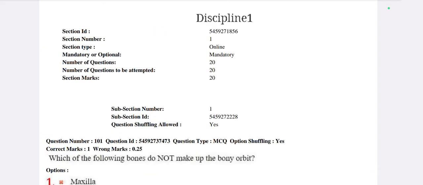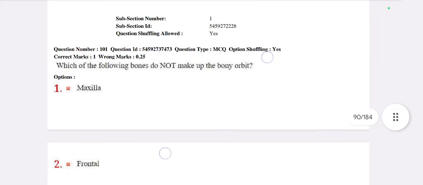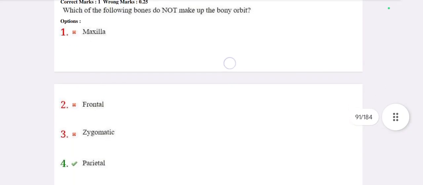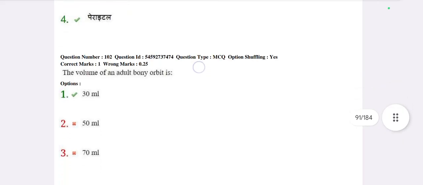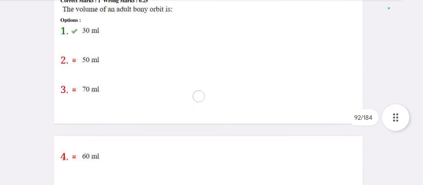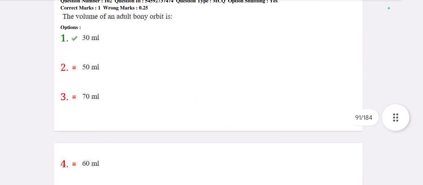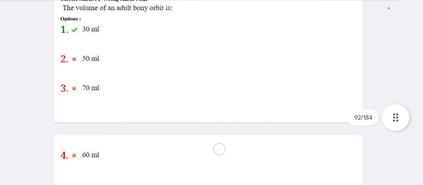Friends, the first question of our subject is, which of the following bones does not make up the bony orbit? Options are maxilla, frontal, zygomatic and parietal. Right answer is parietal. Next question is, the volume of an adult bony orbit is 30 ml, 50 ml, 70 ml, 60 ml. Right answer is 30 ml.